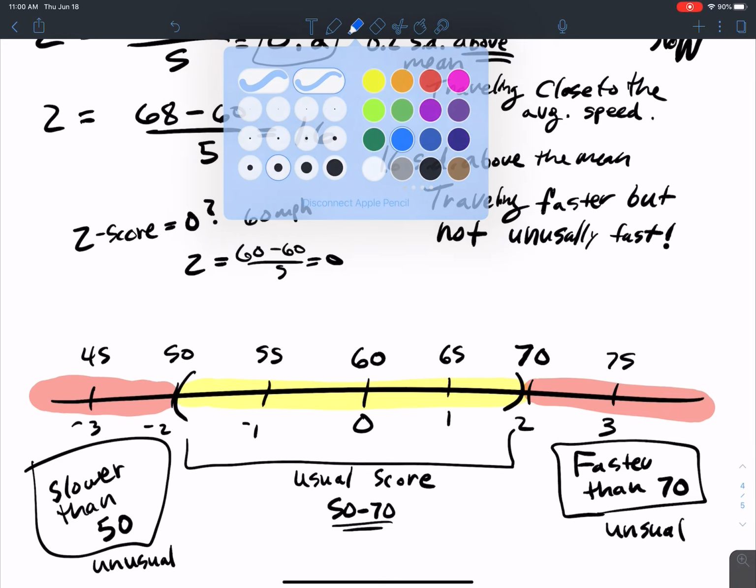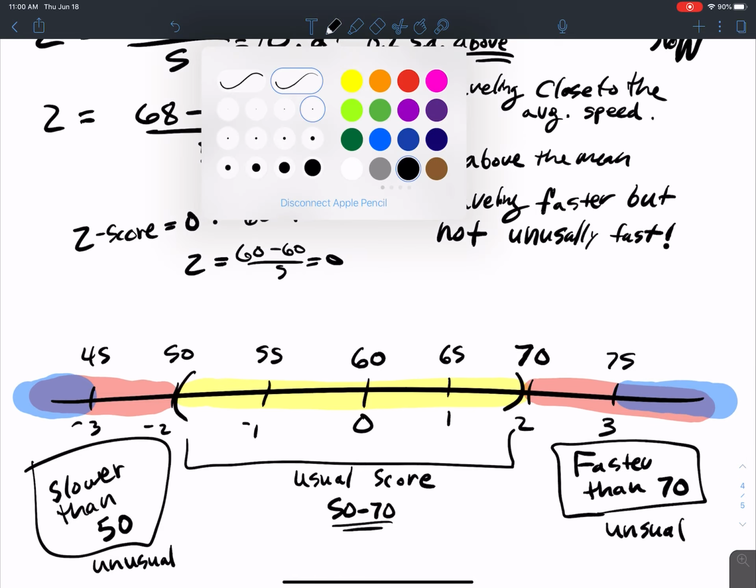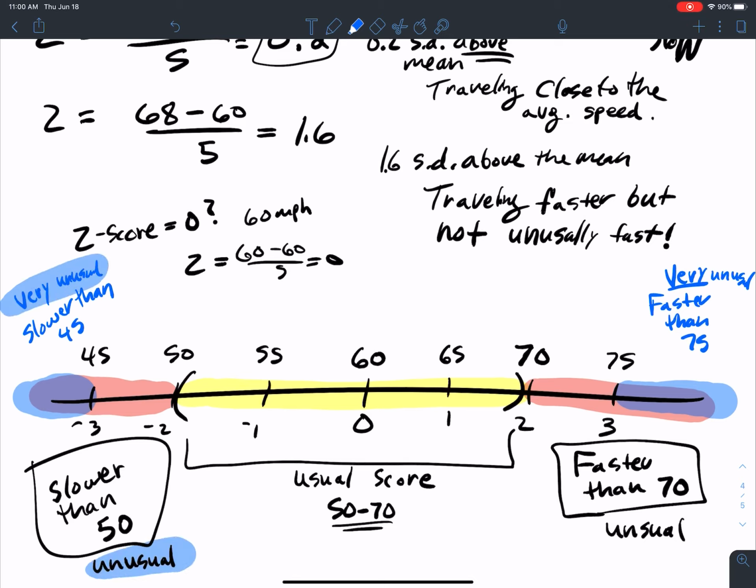Now, there's an even more extreme case. If I'm going slower than 45 or faster than 75, this is very unusual. Very unusual. And if you remember, 3 or more standard deviations is very unusual. 2 or more standard deviations is just unusual. Now, guys, if you are very unusual, I think you would also be considered unusual. Okay, so don't let that throw you off.